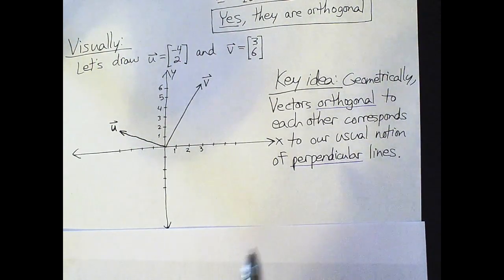And also, we're not just limited to examples in R2. We're not just limited to the XY plane. They could be in R3, R4, or a larger space. And we can still talk about whether vectors are orthogonal in R5, even if it's hard for us to visualize what being perpendicular looks like in R5.